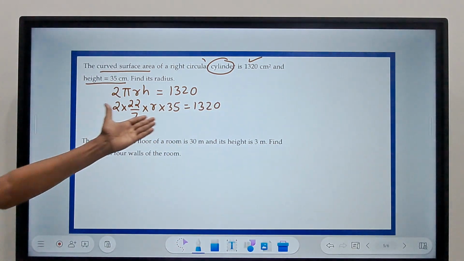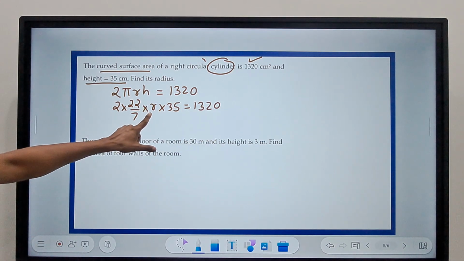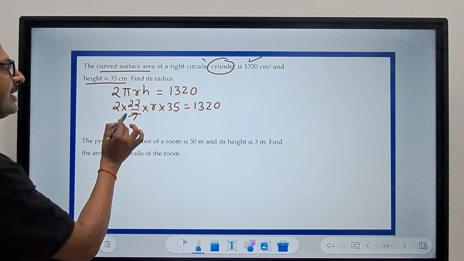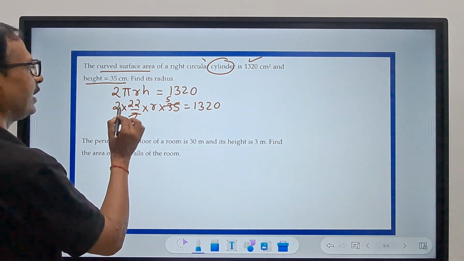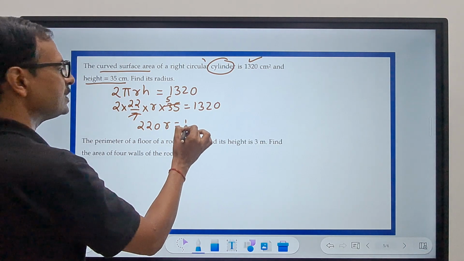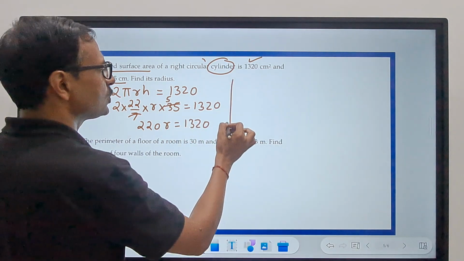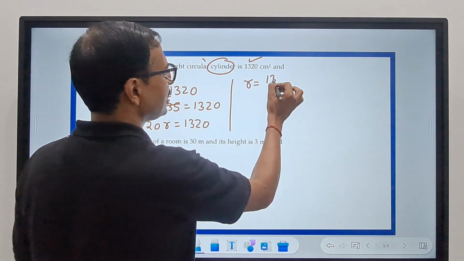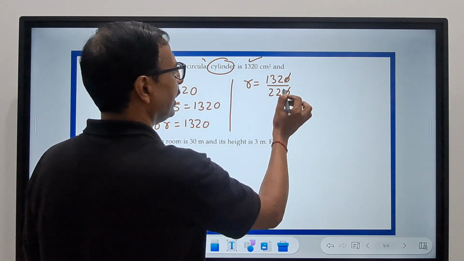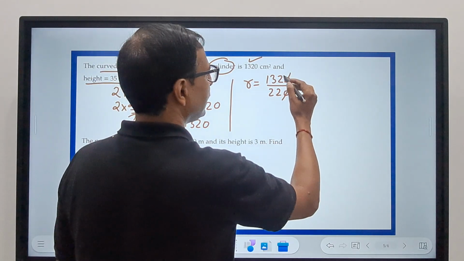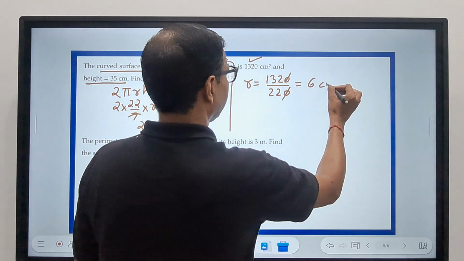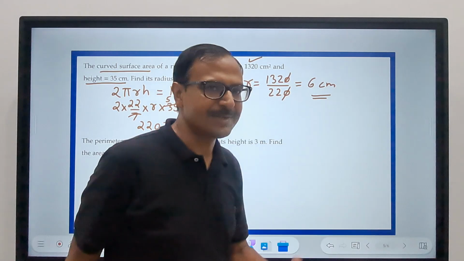So what will we get after simplification? There is only one variable in this question, that is radius, r. So the 7 cancels this 35, 5 times. 5 times 2 is 10. So 220 r equals 1320. And so the value of r is 1320 upon 220. 0 cancels out. And 132 upon 22 is, I think, exactly 6, right? And so the radius is 6 centimeters.